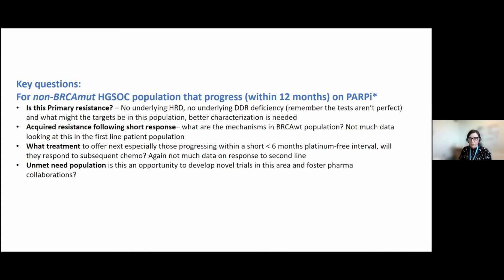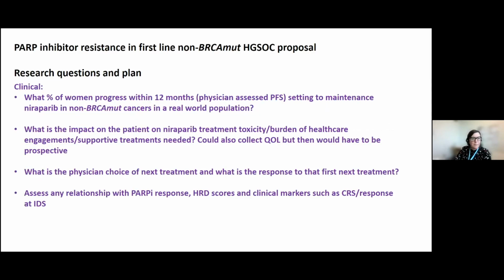What treatment to offer these women next is actually very challenging, because they may not respond to subsequent platinum. We don't have information really about what's the best chemotherapy to use, and should we be trying to get them into another trial or a targeted agent. And the other thing is, this is becoming an unmet need population, because those patients that don't do well on PARP inhibitors in the first line setting will have a much poorer prognosis. And so we need to develop novel therapies in this area.